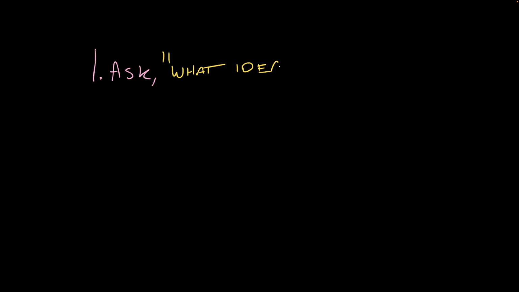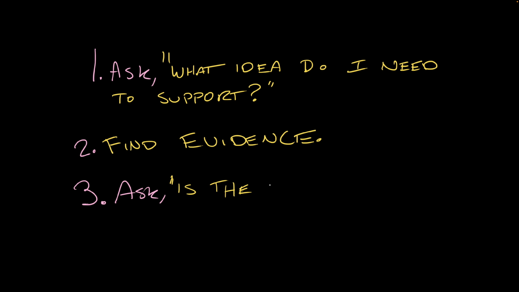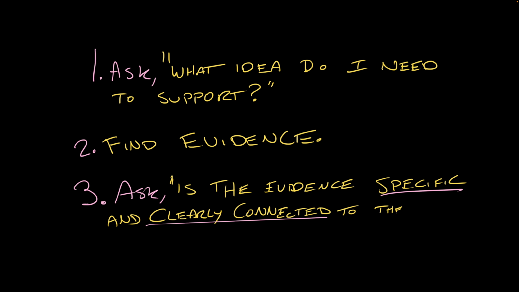First, ask yourself what idea you want or need to support in the text. Then, find evidence in the text that you think might support that idea. What details are related to the idea you're trying to support? And finally, you want to ask if that evidence is specific enough. Is it clearly connected to your idea? The best evidence will directly support your idea.